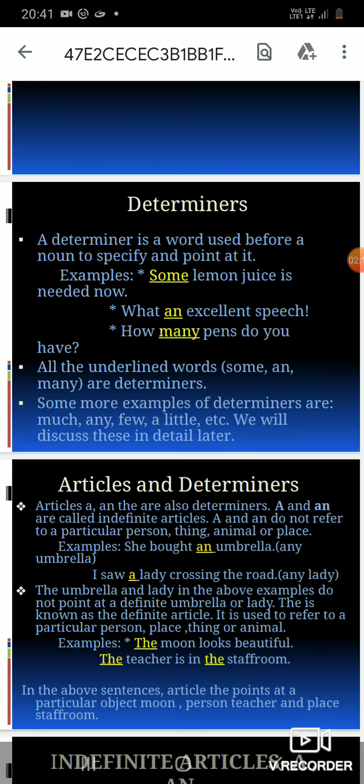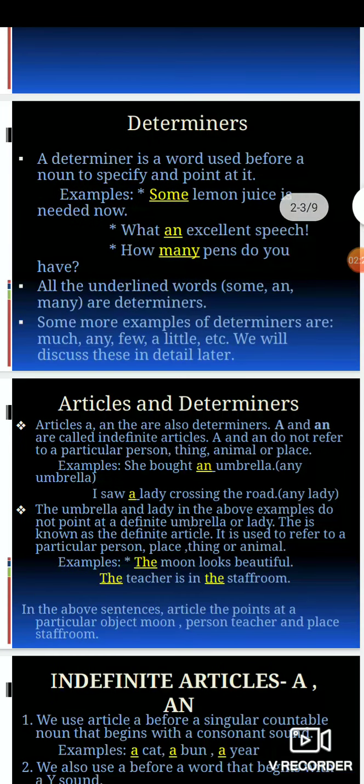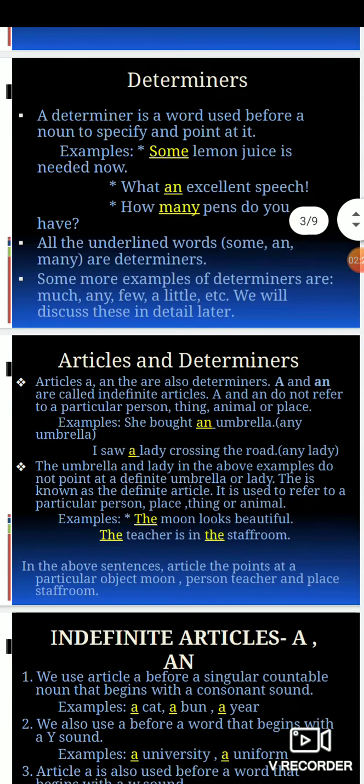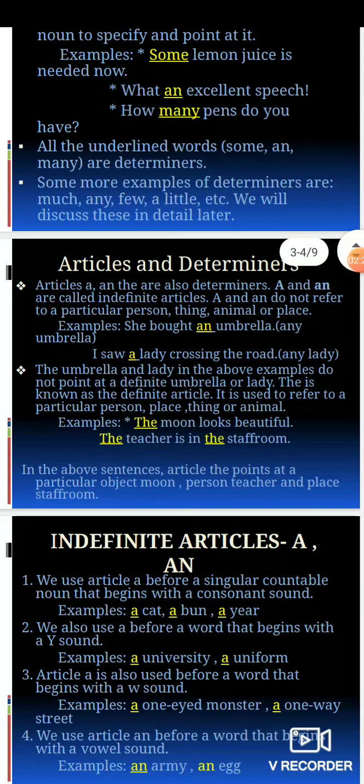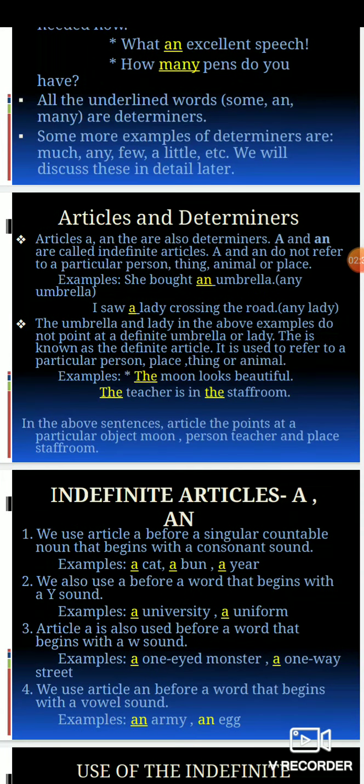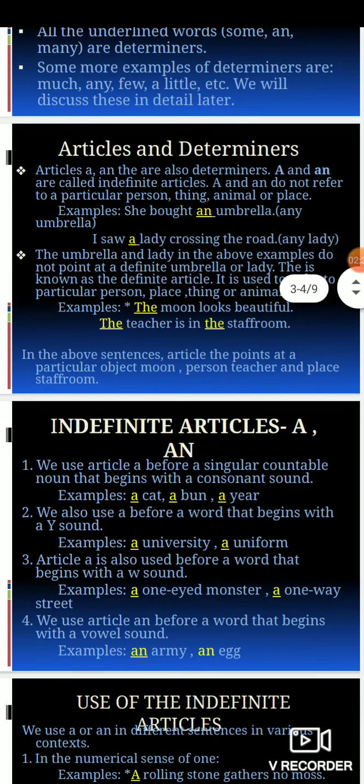How many pens means how many pens do you have? How many pens? 2 pens, 3 pens, 4 pens, 5 pens, or any more pens. So here it is written all the underlined words, some and many, are determiners. Some more examples of determiners are much, any, few, a little, etc. We will discuss these in detail later.